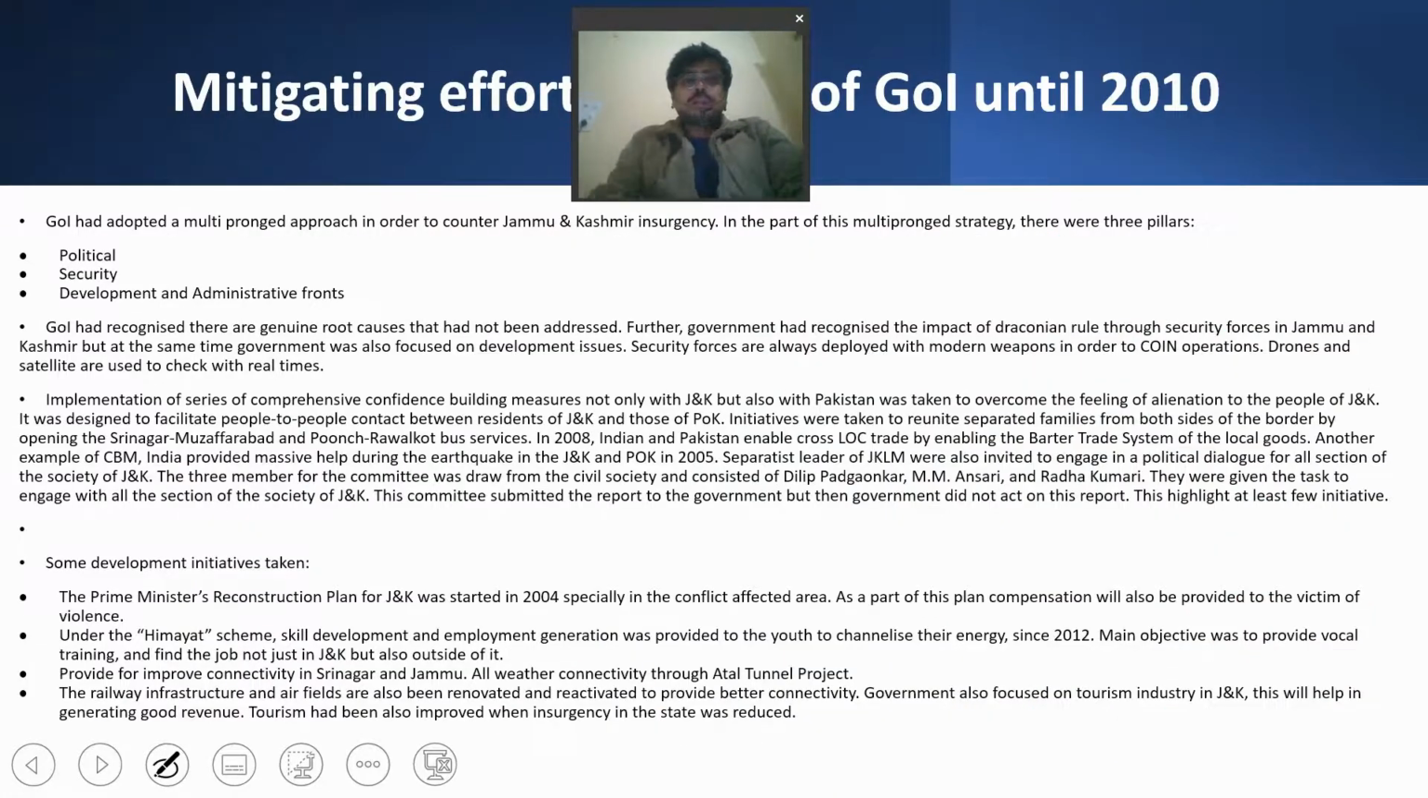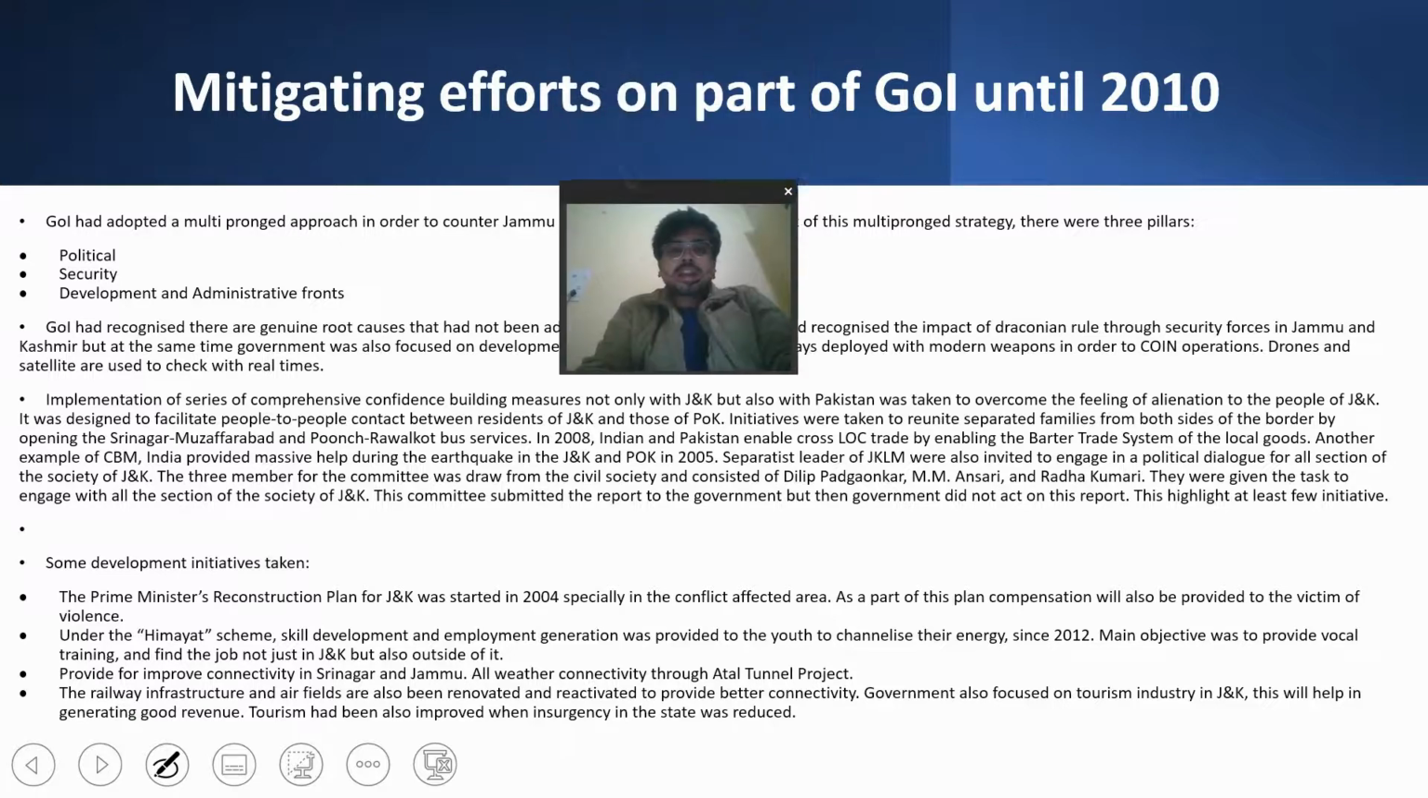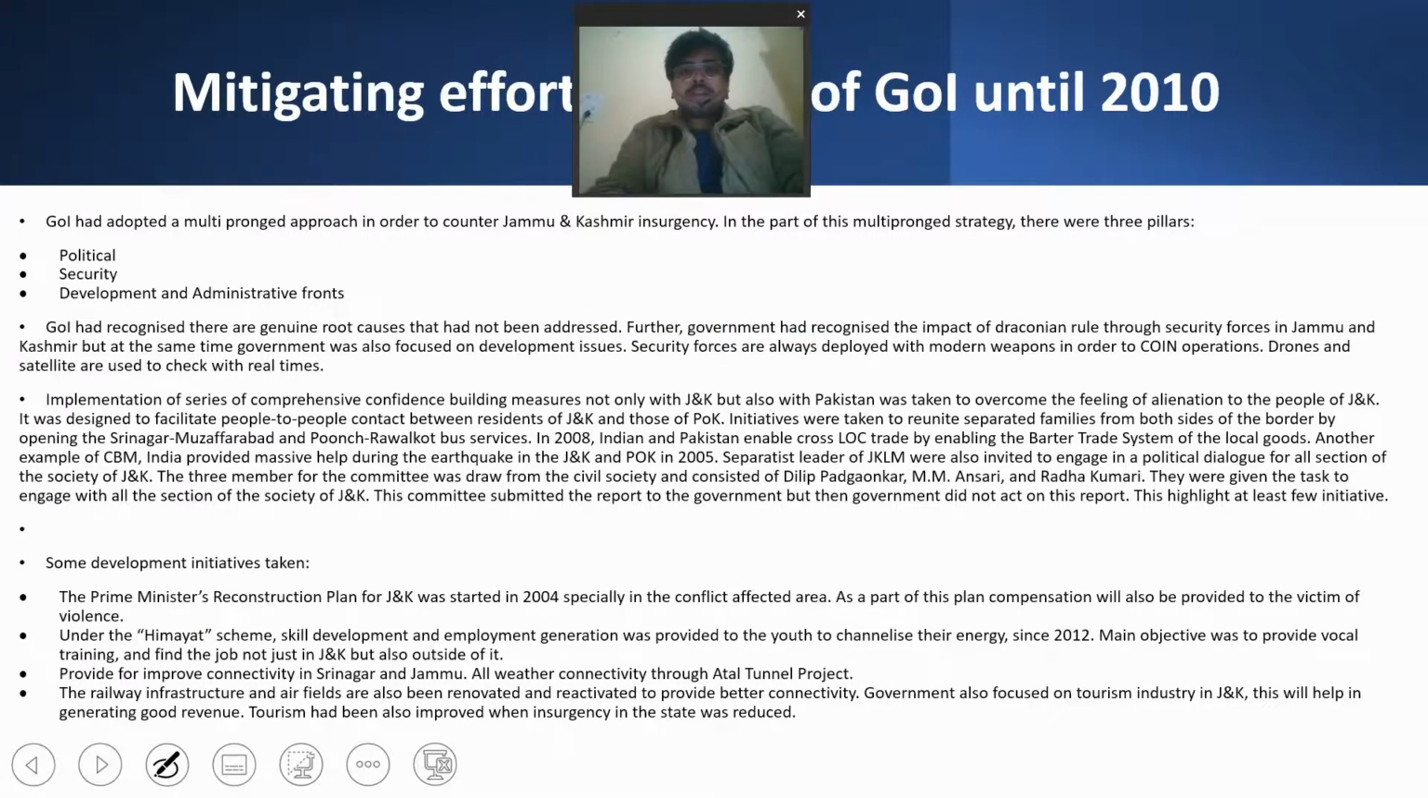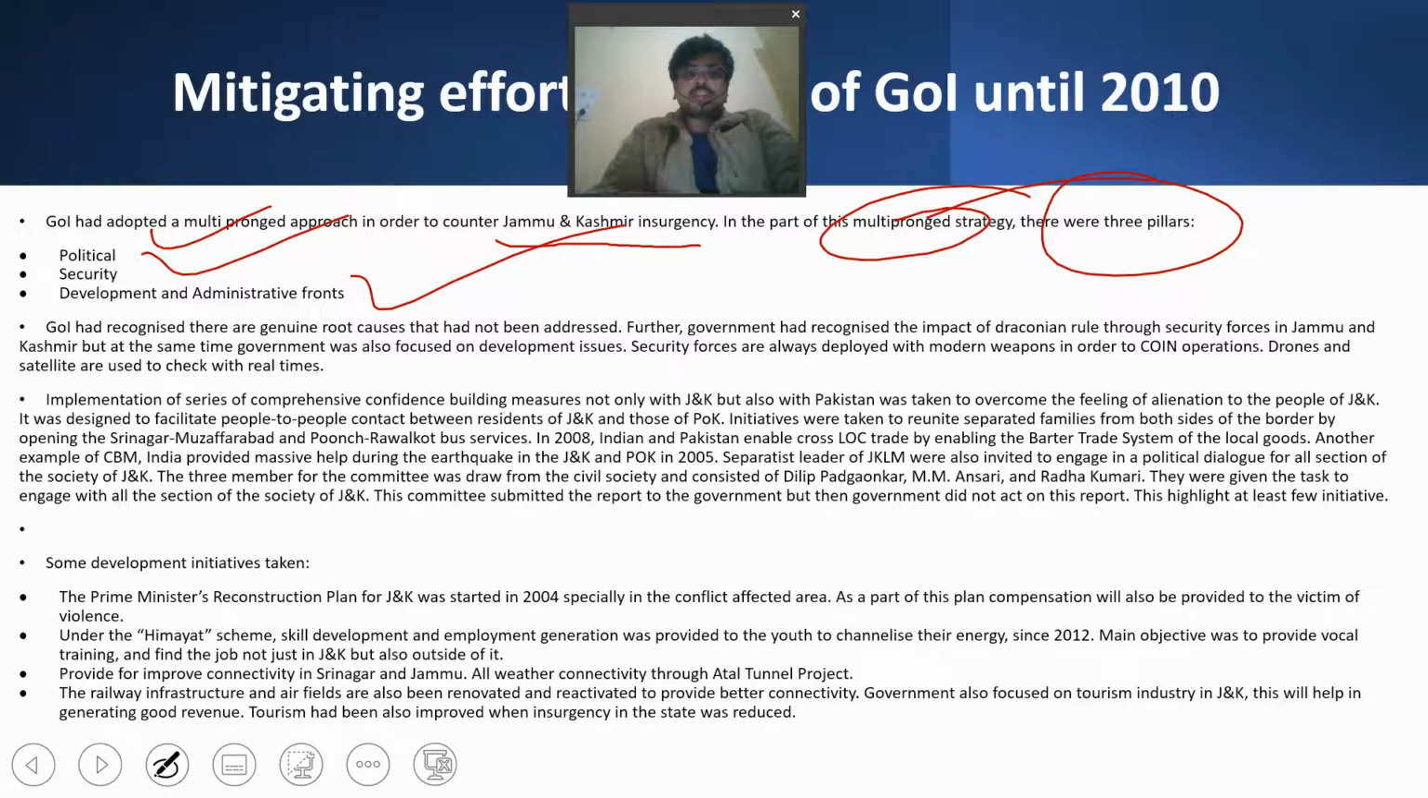Okay, so now, how to mitigate, the efforts on the part of the government of India until 2010. The government of India adopted a multi-pronged approach in order to counter the Jammu and Kashmir insurgency. As part of the multi-pronged strategy, there were three pillars. What were the three pillars? Political, security, and development and administration fronts.